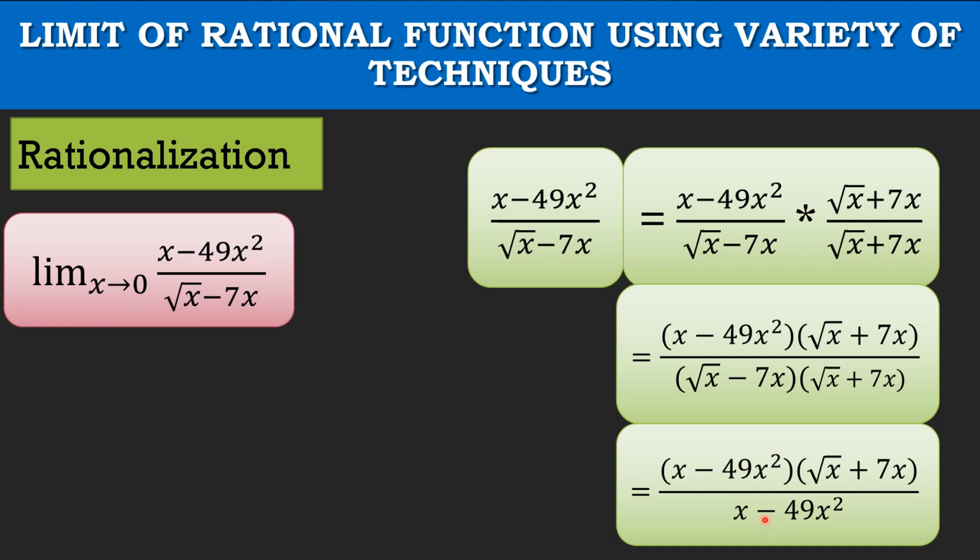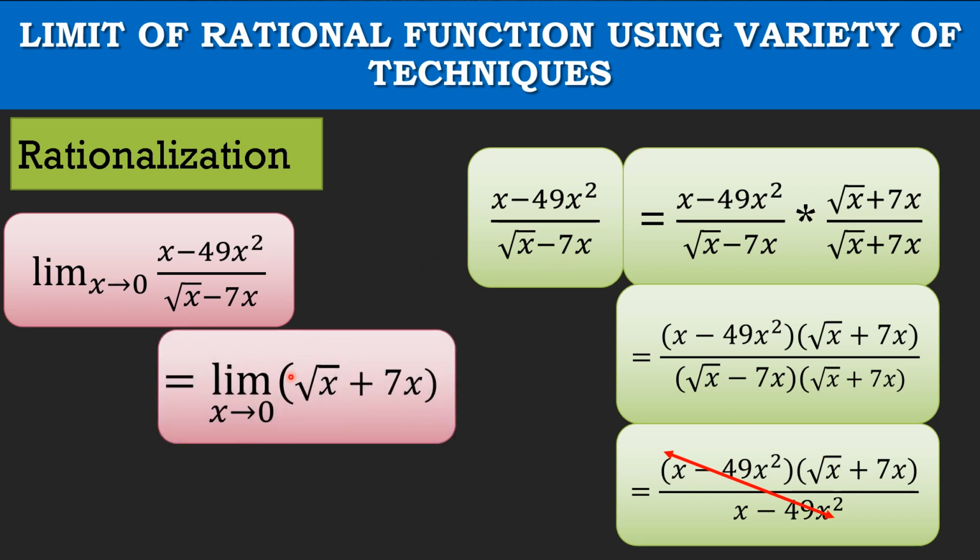Then, mapapansin natin na merong the same expression on part of your numerator and denominator. Ano yung expression na yun? That is x minus 49x squared. Mangyayari, magkakaroon ng cancellation. So, maiiwan is only the square root of x plus 7x. So, instead of this function, gagamitin natin yung square root of x plus 7x. So, we need to find the limit of square root of x plus 7x as x approaches 0.